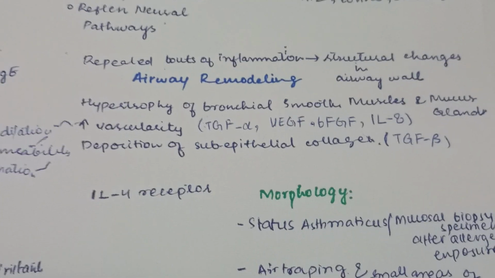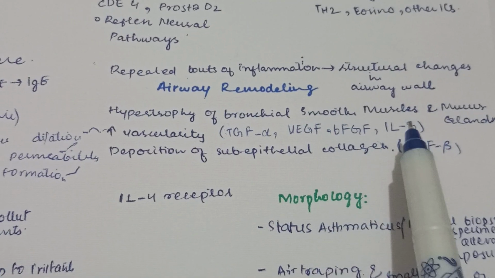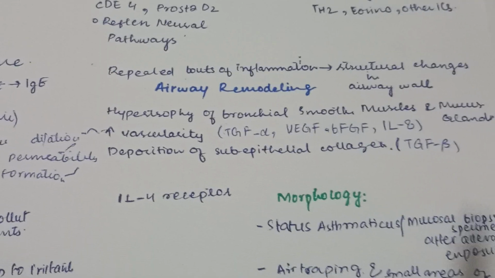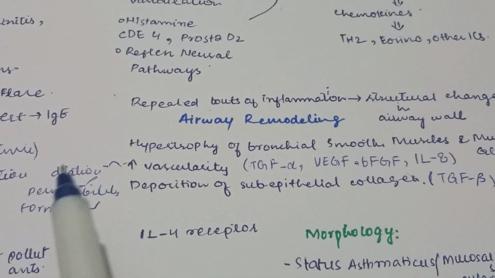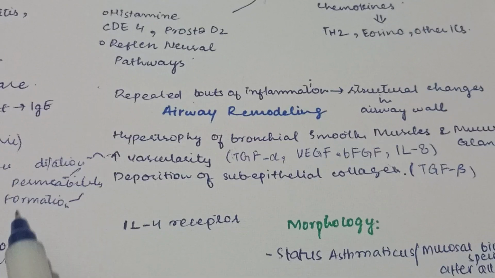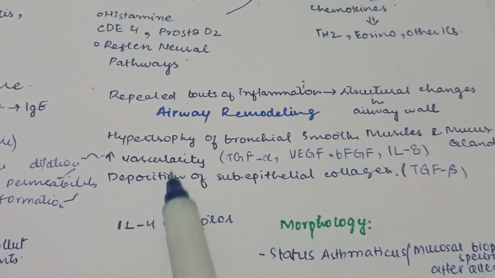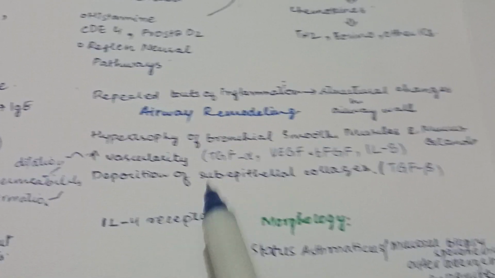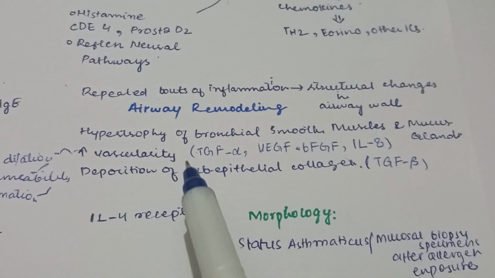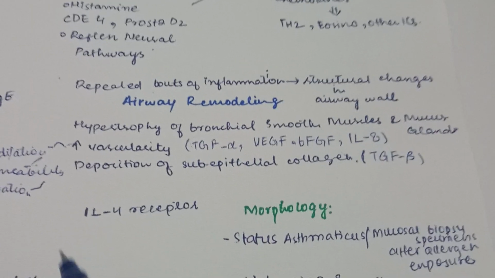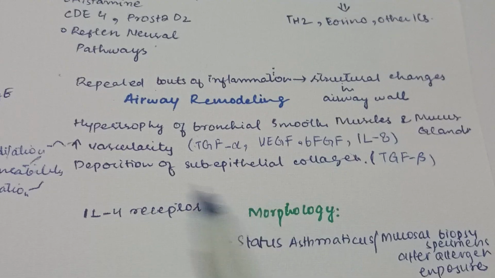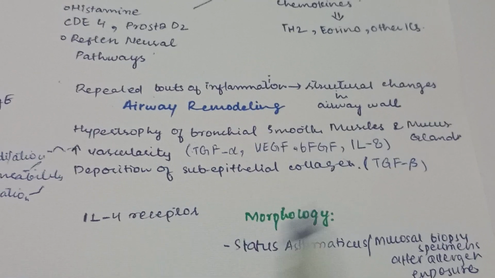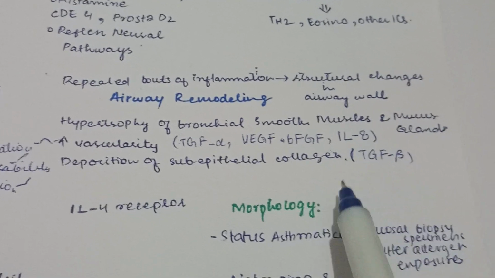Like, what are the changes? There is hypertrophy of bronchial smooth muscles, an increase in the number of mucus glands, and vascularity increases. Vasodilation occurs, permeability increases, and the formation of new vessels increases. In case of increasing number of vessels, the factor mostly involved is TGF alpha. There is also deposition of subepithelial collagen, and here the factor mostly involved is TGF beta. So now let's move towards the types of asthma.